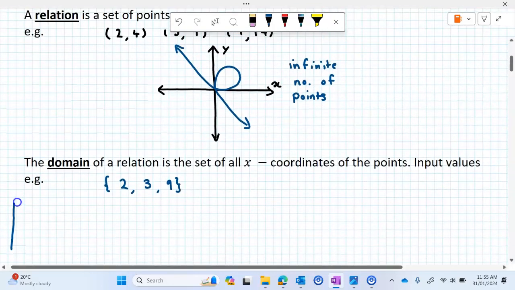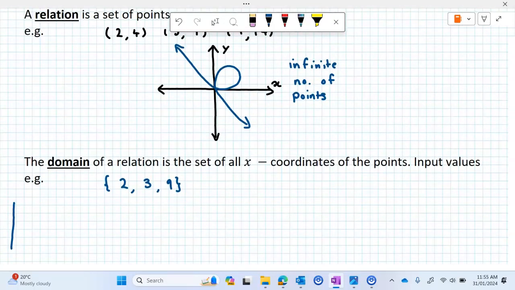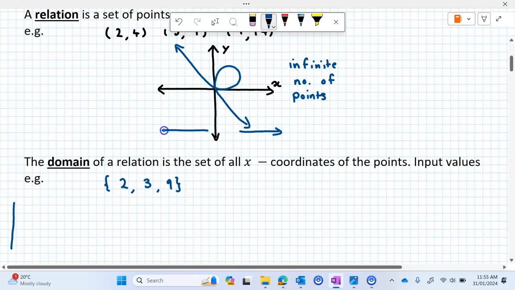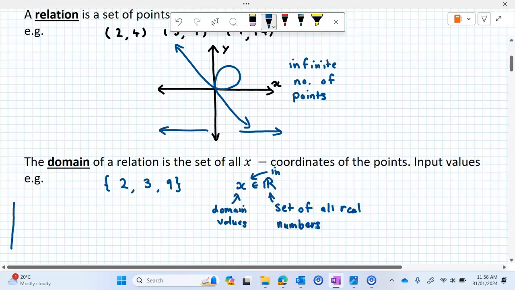So if we have a look here, it's taking all the values out this way and all the values out that way. The domain for the relation that I drew would be x in the reals. What that means is that x, my domain values or my input values, is, and this little symbol here means in, and then this R means the set of all real numbers. So what we're saying is that my domain values are all the real numbers, no real number excluded.